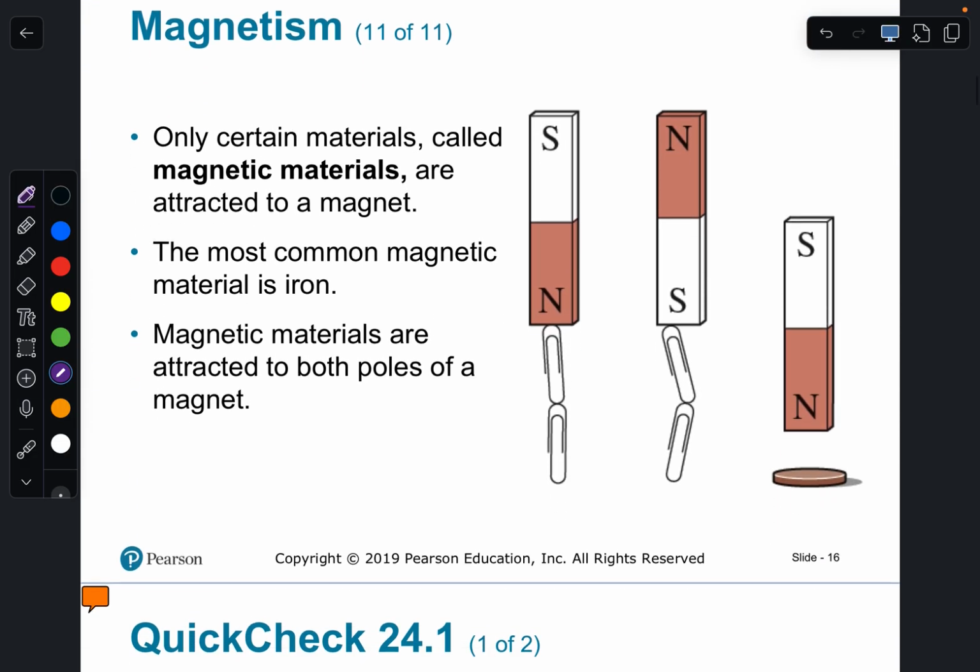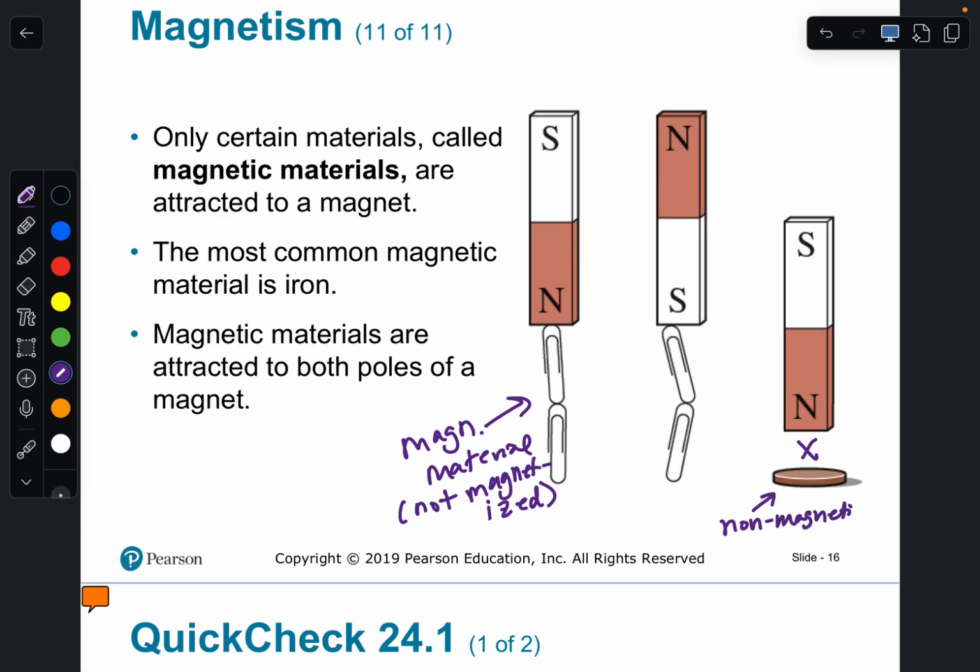Okay. And then, like I mentioned before, you have magnetic materials and non-magnetic materials. With non-magnetic materials, you'll get no force of attraction or repulsion, okay? Only magnetic materials, whether or not they're magnetized, will be attracted to the north or the south pole. It's a magnetic material, but it's not magnetized. And you'll see what I mean later on. This one's non-magnetic and obviously not magnetized.